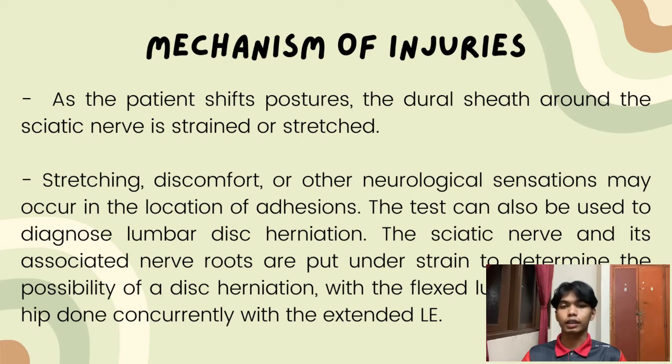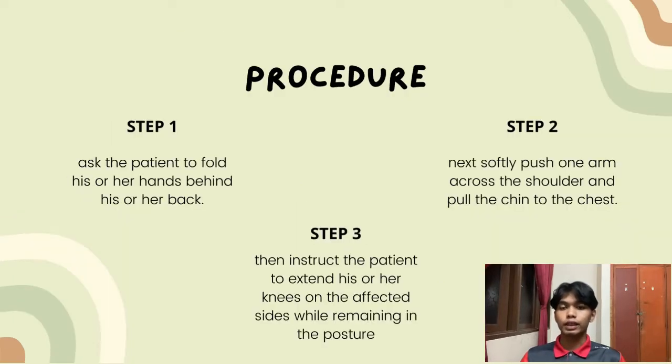The procedure of the SLUMP test. First of all, ask the patient to fold the hands behind the back. Next, gently apply overpressure to the shoulder with one arm and bring the chin to the chest. Last but not least, ask the patient to extend the knee on the affected side while maintaining the position.